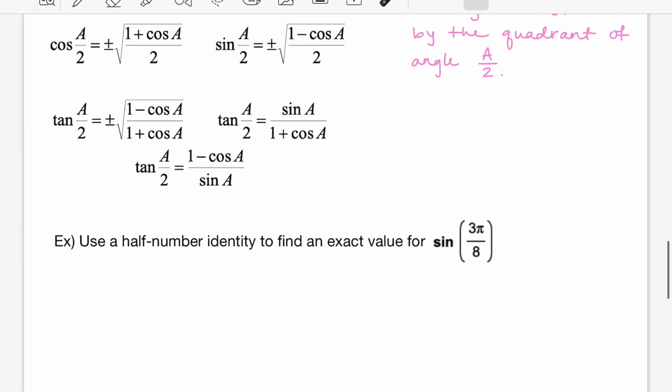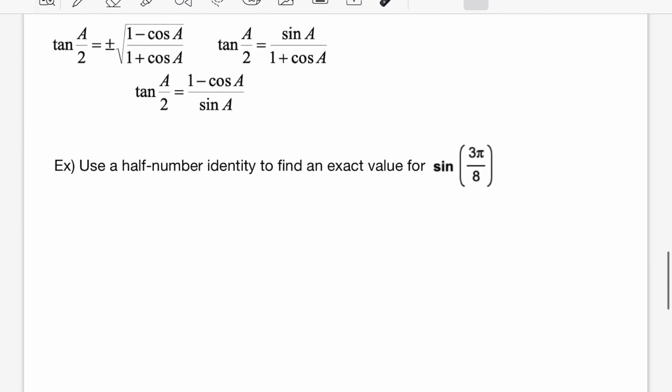Now let's look at an example. What we want to do is use a half angle identity to find an exact value for this. So what we'll do is rewrite this. We have sine of 3 pi over 8. Now we'll rewrite this as sine of 3 pi over 4 times 1/2.